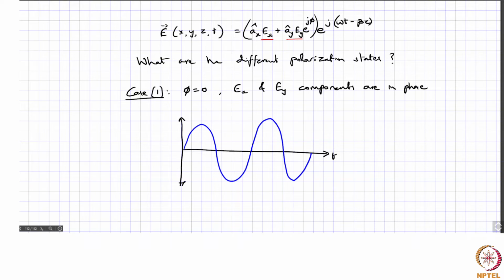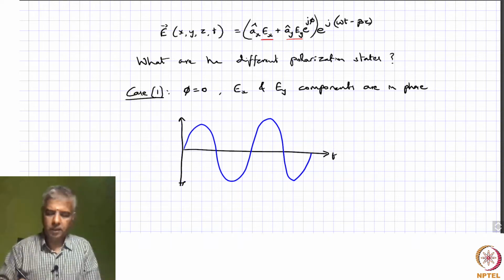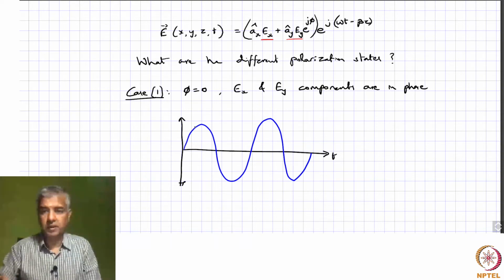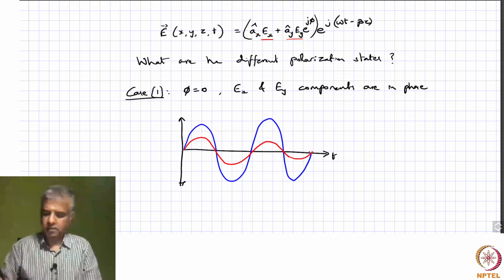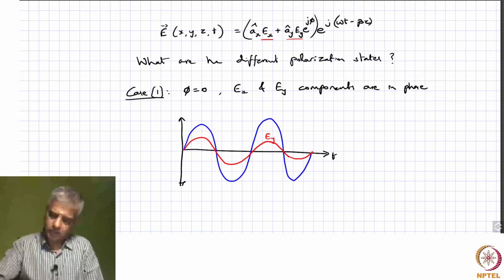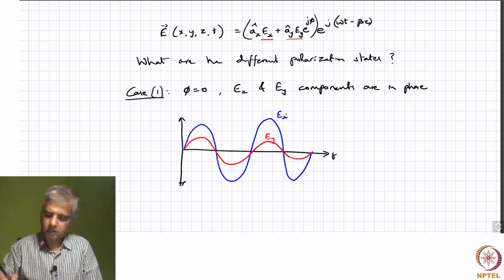And your y component may be, it has got the same frequency and same phase. But it might have a different amplitude. So your y component might be something like this, right? It's evolving something like this. So this is Ey and this is your Ex component.